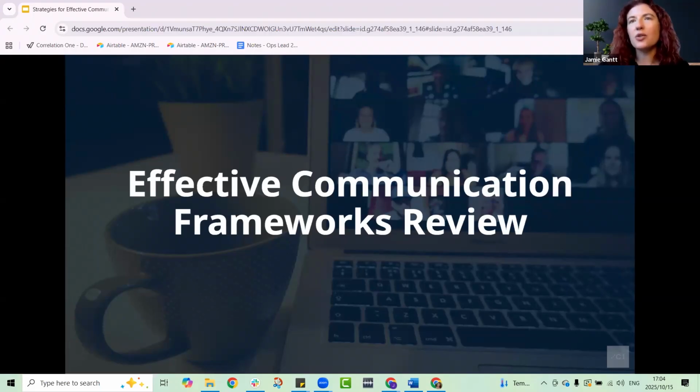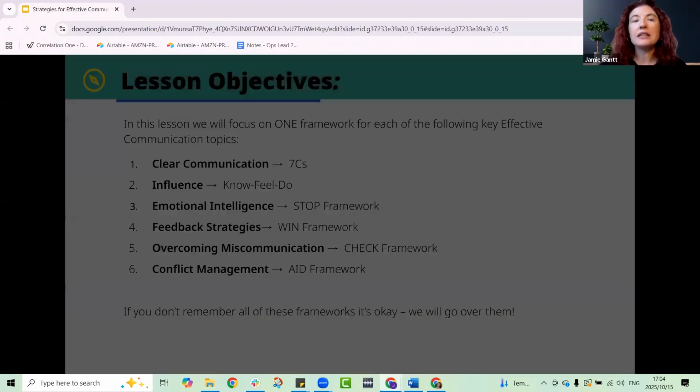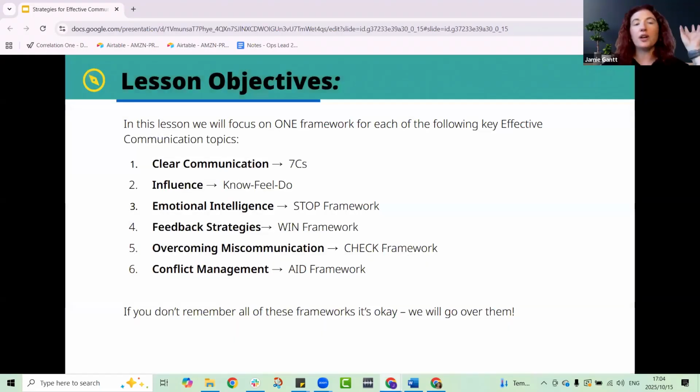So we're going to start with reviewing the effective communication frameworks. We're going to go over the 7 C's, the know, feel, do, the stop framework, the win framework, the check framework, and the aid framework. And I know this has come up before. There are a lot of frameworks. I want to offer you the reminder that if you don't remember them all, that's okay. We are going to go over them today. And also, you do have access to them in your training site.